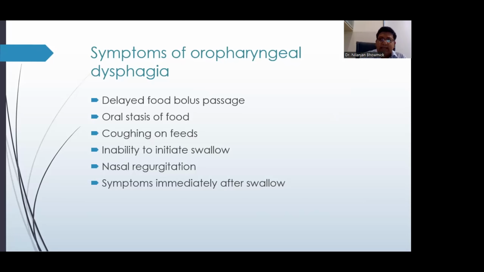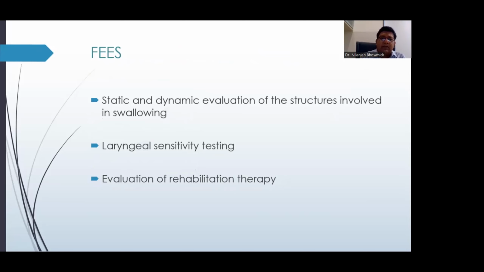So what exactly is FEES? It is the static and dynamic evaluation of the structures involved in swallowing, along with laryngeal sensory testing. Also, during the process of FEES, we evaluate any rehabilitative measures that we take for the patient. FEES is a combination of all of these.